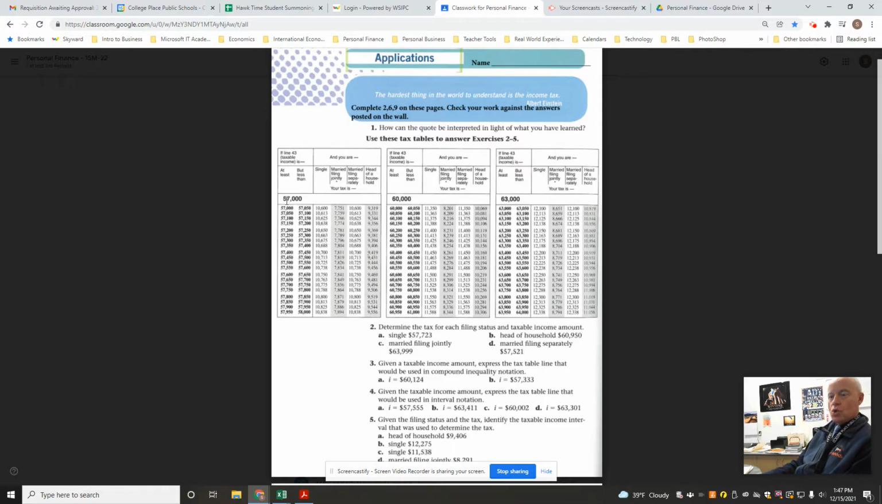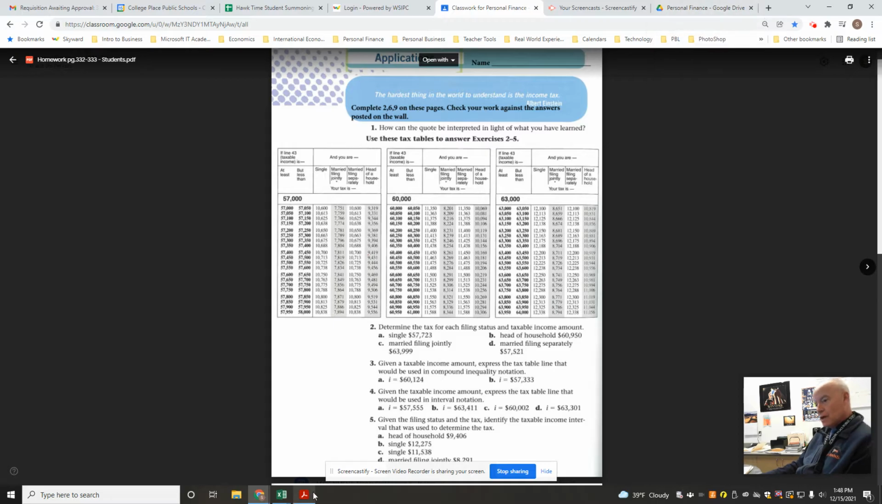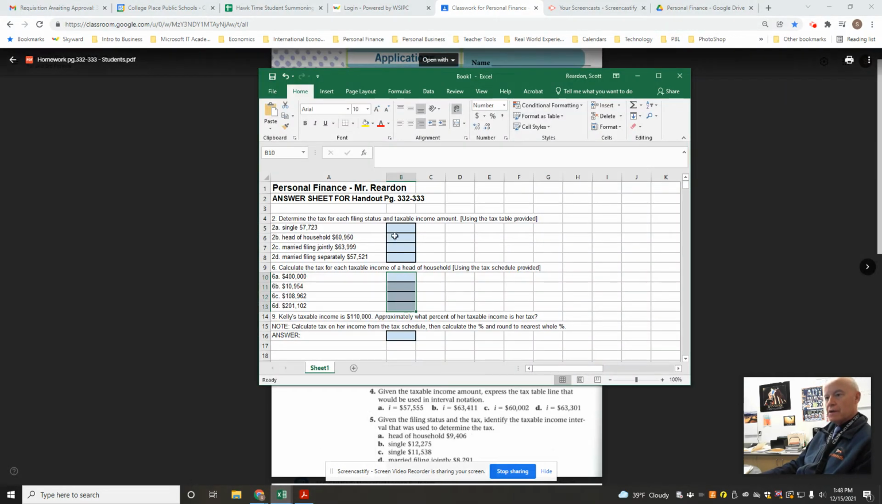We're going down our left column, trying to find the largest amount that is less than or equal to our taxable income of 57,723. You come down here and you'll find the interval 57,700 through 57,750. The taxpayer is filing single, so we come over and get 10,775 right there. 10,775 is my amount here.